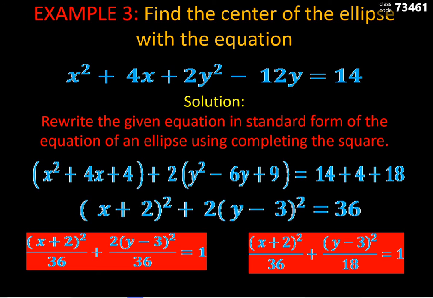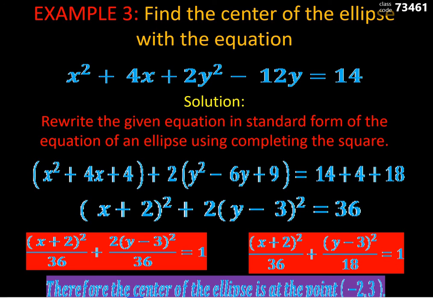But the question here is, find the center of the ellipse with the equation. What is the center? You need to take the opposite of this and the opposite of that. So therefore, the center of the ellipse is at point (-2, 3). Can you follow? Okay, let's proceed.